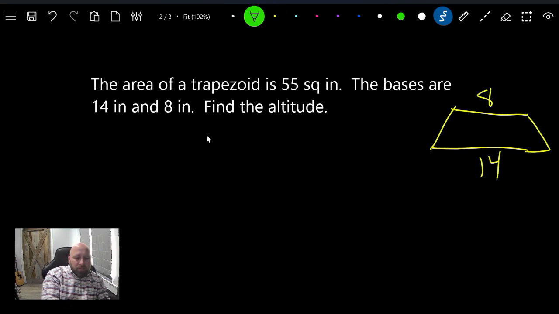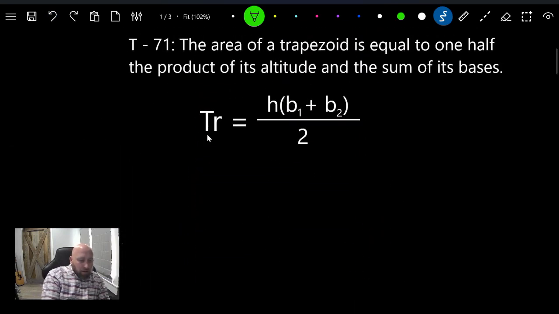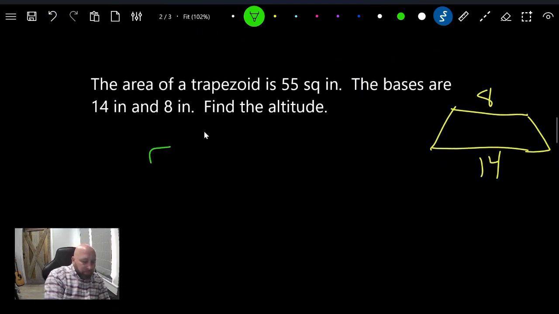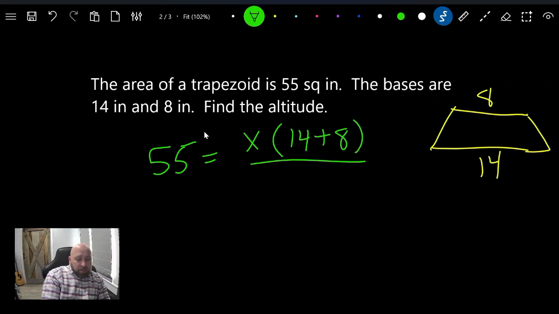I would just plug it into my formula. So the area is 55. Going back to the formula, the area in this one is 55 equals, and then it was the height. That's what we're looking for. So we could actually call this x, because that's what we're searching for here. And then it's going to be 14 plus 8, and then we're going to divide that by 2. Okay. And then we just need to solve for x.